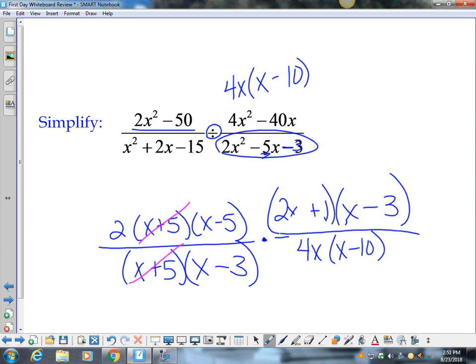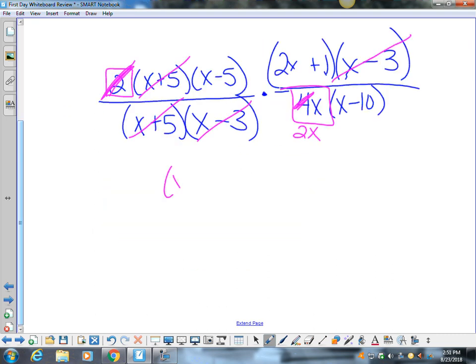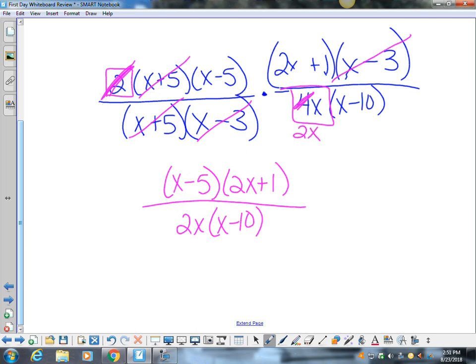Anything on the top can cancel with anything on the bottom. All right, those are all my married couples. But look, I've got this single and this single. They're not the same, but it's okay. They're single. So I can come in here and take the 2 and divide that, give me a 2, and I'm going to go and put my x down here so I don't lose him. So on top, I have an x minus 5 and a 2x plus 1. And on the bottom, I have a 2x and an x minus 10.